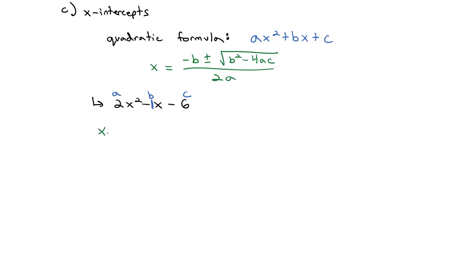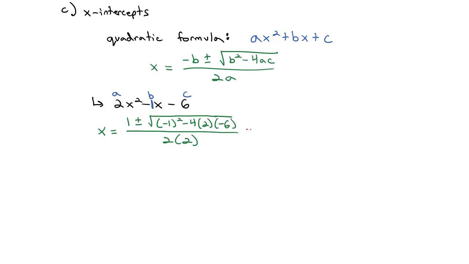So if I plug it into my formula, x is equal to the opposite of b. The opposite of negative 1 is positive 1. Plus or minus the square root of b squared, negative 1 squared, minus 4 times a, which is 2, times c, which is negative 6, all over 2 times a, which is 2.